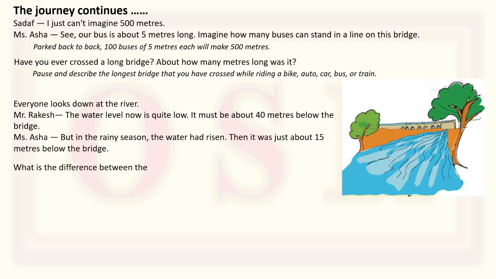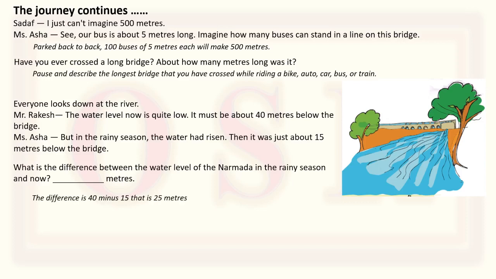What is the difference between the water level of the Narmada in the rainy season and now? It's very simple. 40 minus 15, guys, right? So the difference is 40 minus 15, that is 25 meters. The children discuss the river for some time.